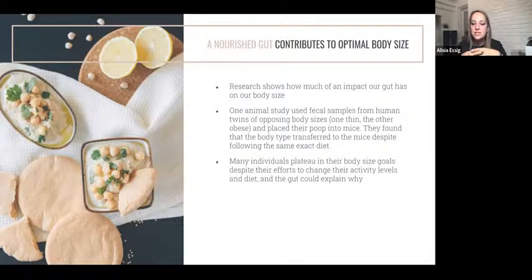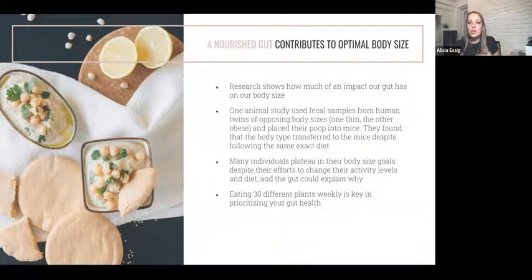Your microbiome can basically be like you swimming against the current or swimming with the current. It can be helping you in your weight loss goals, or it can be preventing you from reaching your weight loss goals. So how do you improve your microbiome so that you are swimming with the current instead of against the current? How can you really help your gut so that your gut can help you? And that is by improving your intake of plants, and by eating not just the same old things day in, day out, but by adding a little bit more variety. Adding 30 different plants every week is key to prioritizing your gut health.